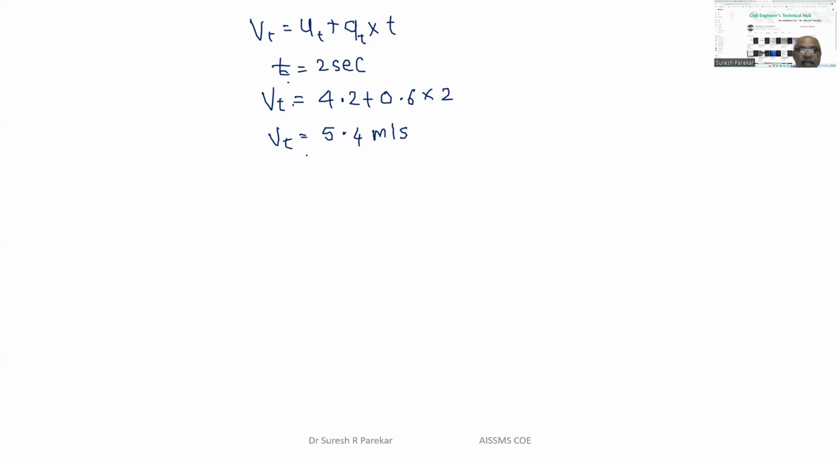Now knowing Vt, we can find an, which is equal to v square by rho. And we have 5.4 whole square divided by rho, we have 63. And from this we will get the value: 5.4 square divided by 63 equal to 0.46 meters per second square.